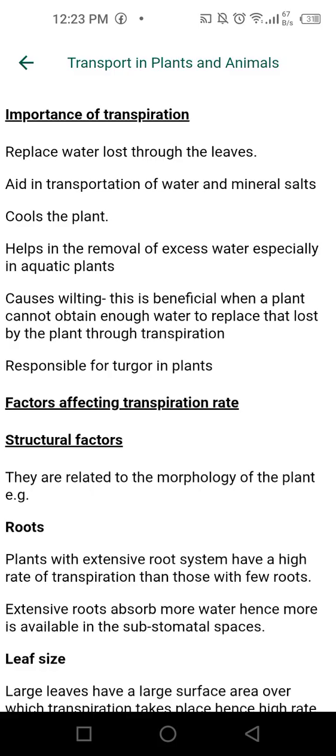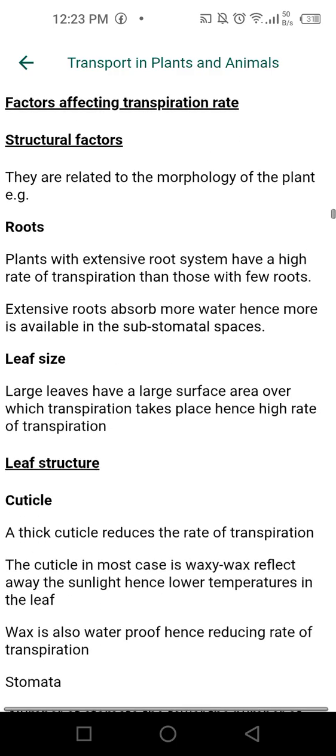Factors affecting transpiration rate. Structural factors. They are related to the morphology of the plant, e.g. roots. Plants with an extensive root system have a higher rate of transpiration than those with few roots. Extensive roots absorb more water, hence more is available in the substomatal spaces. Leaf size. Large leaves have a large surface area over which transpiration takes place, hence a high rate of transpiration.